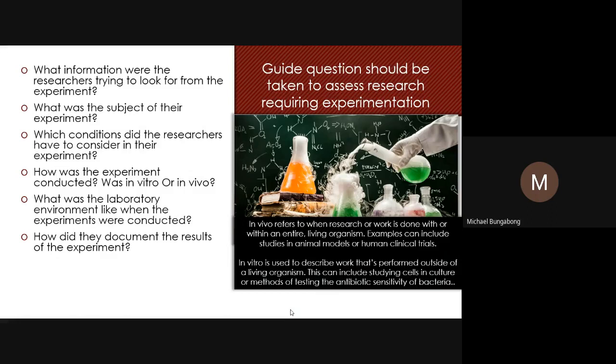In vivo means when research or work is done with or within an entire, for example, living organism. It can include studies in animals, models, or human clinical trials. On the other hand, in vitro is used to describe work that's performed outside of a living organism. This can include studying cells in culture or method of testing the antibiotic sensitivity of bacteria.